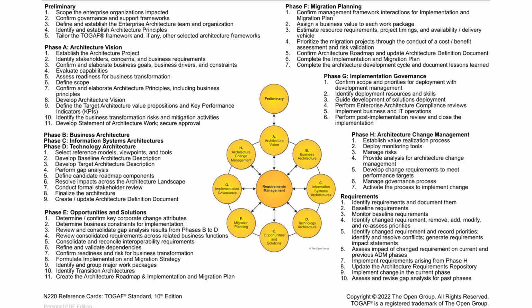TOGAF provides a lot of details on each of these phases, like what all things we do in each phase. For example, you look at architecture change management. Here we deploy monitoring tools, we manage risk, we provide analysis for the architecture change. So during the implementation, we might identify some new changes and then we can decide how we manage those changes. And similarly, you can look at what all things we do in phase E and phase F. So this whole thing is available on the TOGAF website.